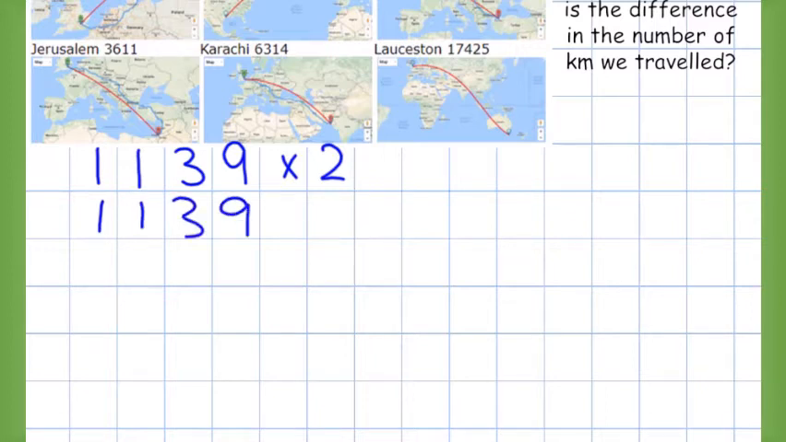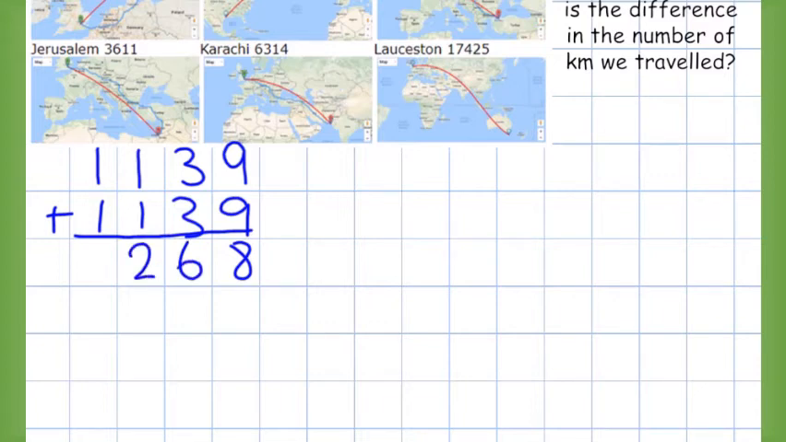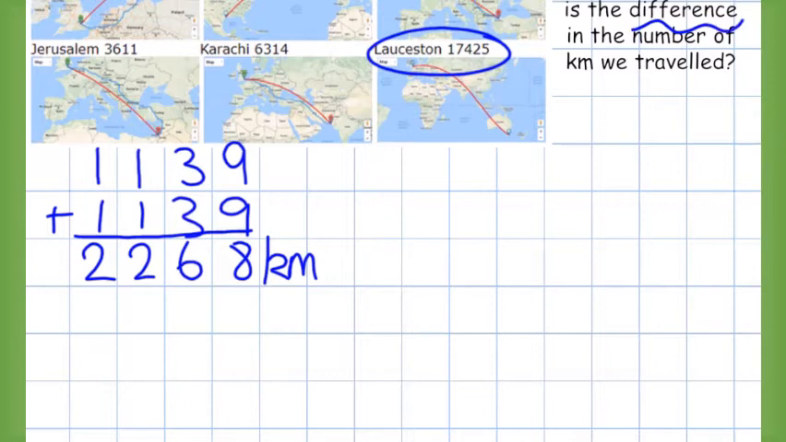You may feel more confident though doing it as an addition calculation. Okay, so 1,139 add 1,139 gives me 9 and 9 is 18, 3 tens and 3 tens is 6 tens, 100 and 100 is 200s, 1,000 and 1,000 is 2,000. So that tells me how far my sister travelled in total, and the board tells me how far I travelled in total, and we need to find the difference between the number of kilometres that we both travelled.